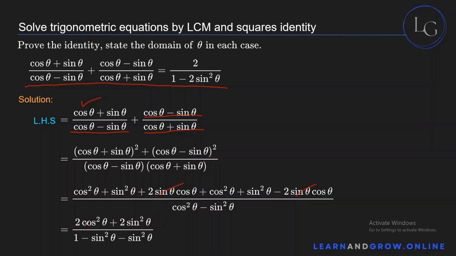How did you get this? Well, 2 cos square theta plus 2 sine square theta. This sine square theta term and this sine square theta term will be added up, and this cos square theta term and this cos square theta term will be added up to give you 2 cos square theta plus 2 sine square theta. And in the denominator, you can replace this cos square theta with 1 minus sine square theta by using the algebraic identity that cos square theta is equal to 1 minus sine square theta. So this cos square theta becomes 1 minus sine square theta.